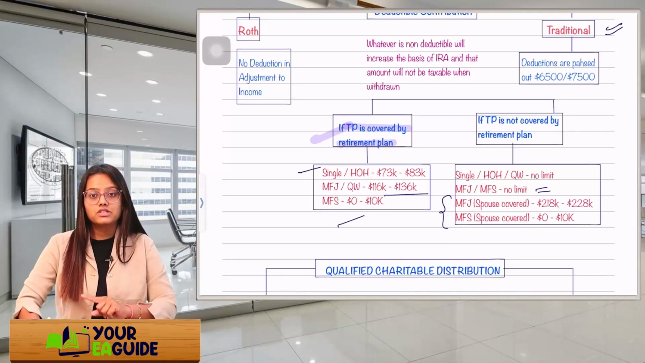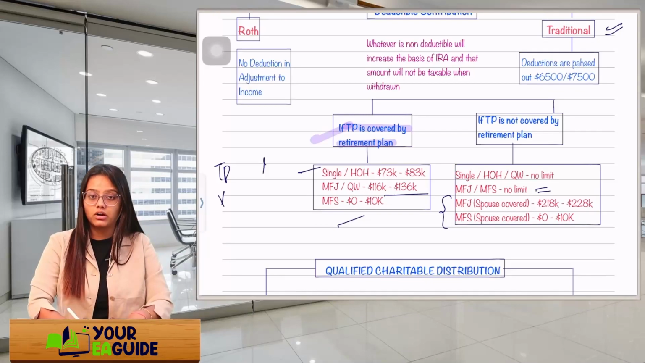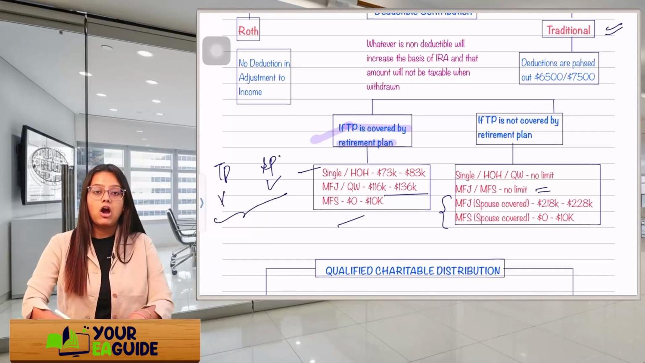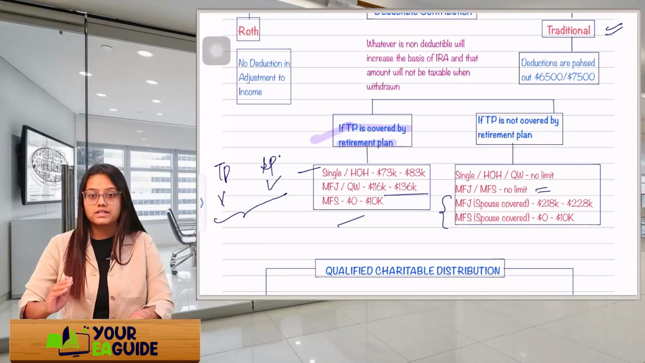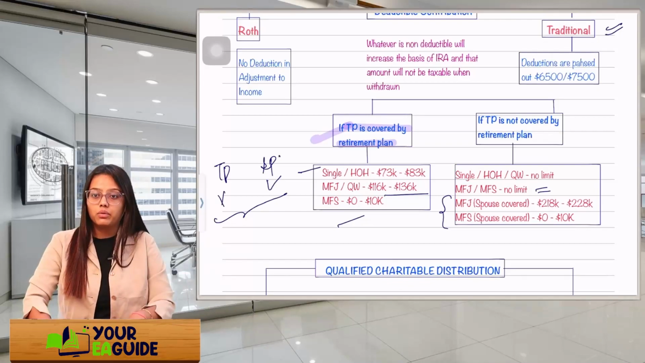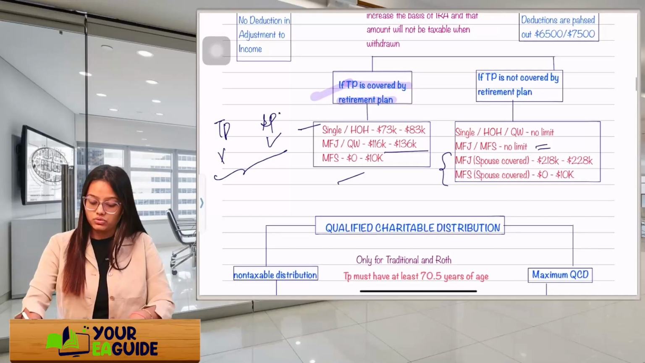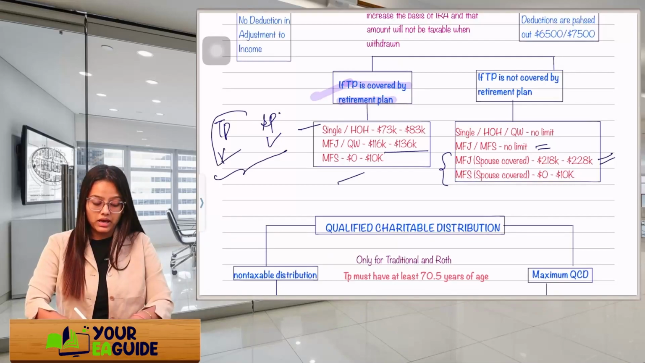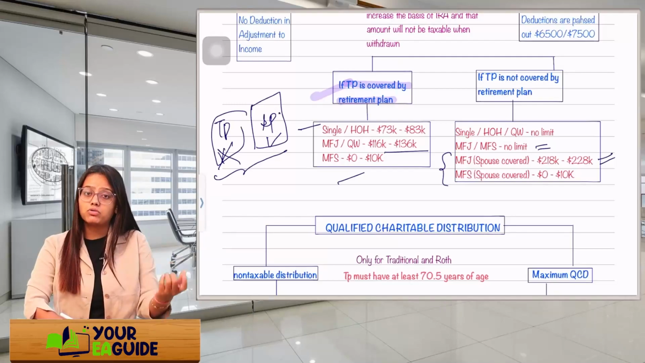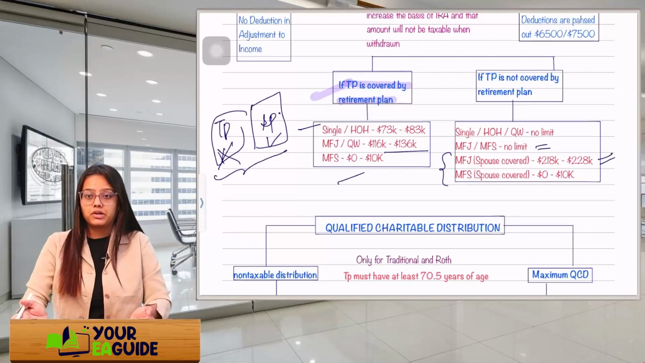The taxpayer is not covered, but the spouse is covered by a retirement plan. So cumulatively, how much deduction they can get on their 1040 return as an adjustment to income for the IRA contribution will depend on the phase out limit, 218 to 228. In the same way, if they both file separate returns, the taxpayer is not covered but his spouse is covered, even though they are filing separately, there will be a phase out of 0 to 10,000.